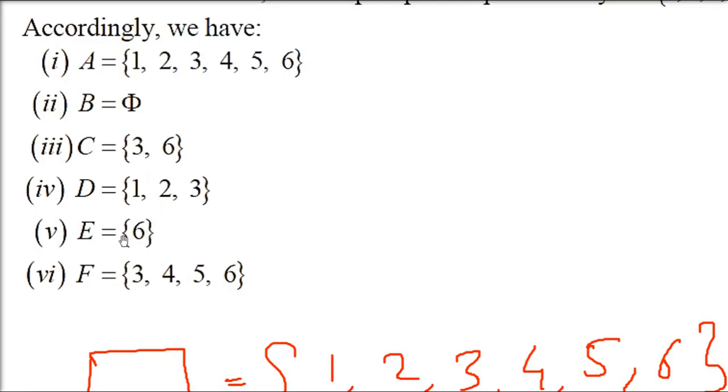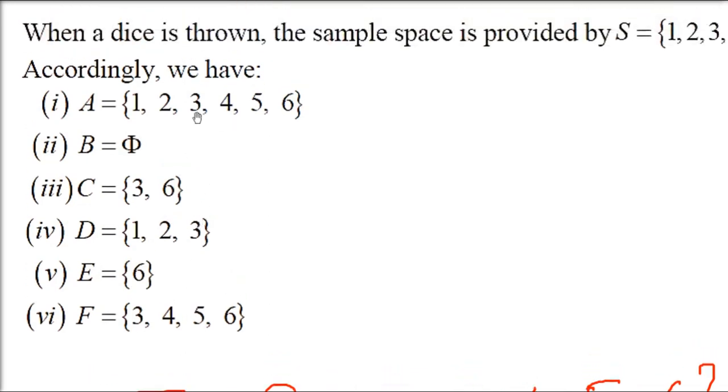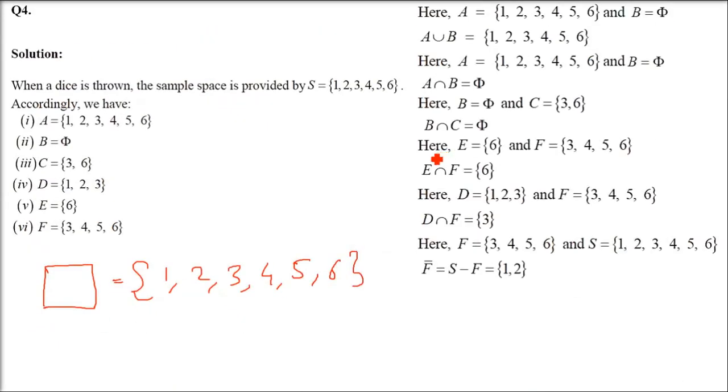E is getting an even number greater than 4. So what all numbers are greater than 4? So the even number greater than 4 is 6 only. F is getting a number not less than 3. So not less than 3, that is 3 is inclusive, and above 3. So 3, 4, 5, 6. This is F. So one more thing is asked here, A union B.